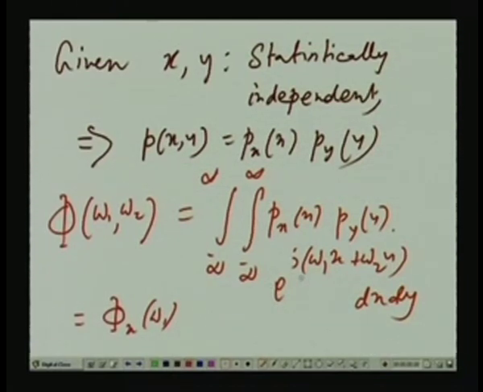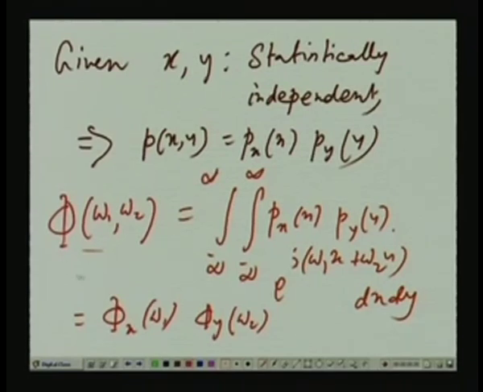Similarly, if you take out p_Y(y) e^{jω2y} and dy, put under another integral from minus infinity to infinity, that will give rise to Φ_Y at ω2. So, that means if x and y are statistically independent, then their joint characteristic function is simply a product of the marginal characteristic functions or individual characteristic functions. The reverse also is true.